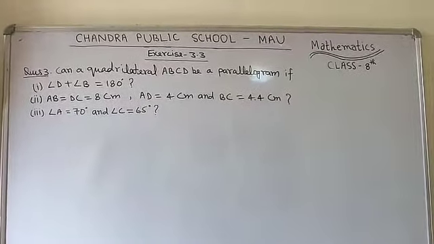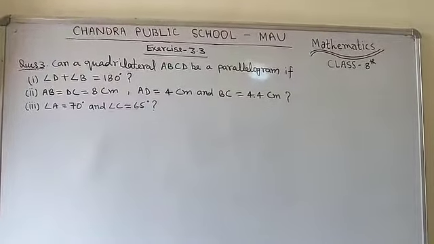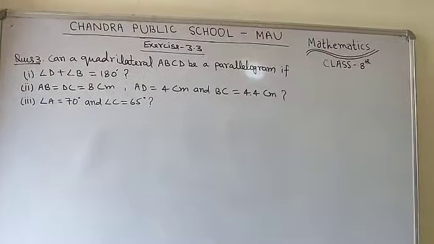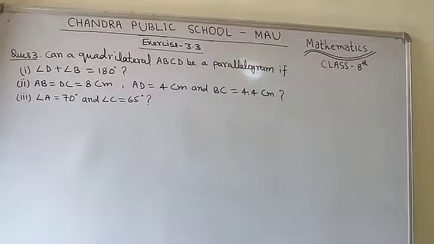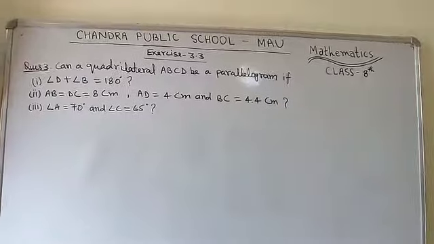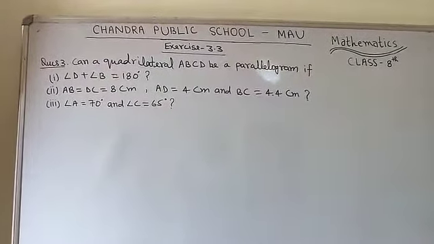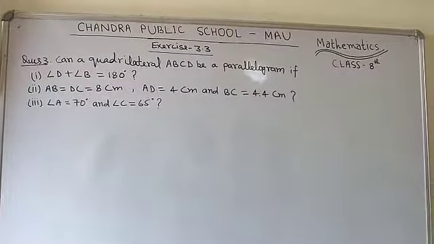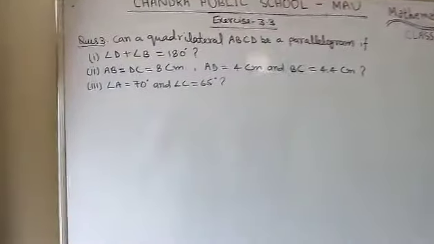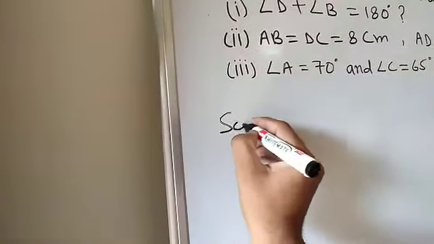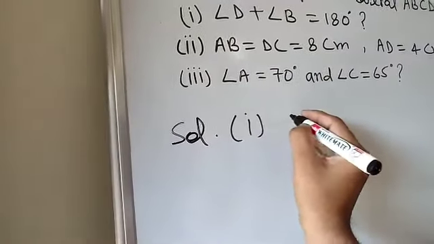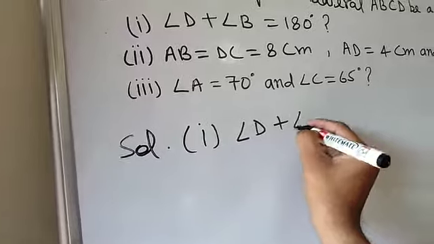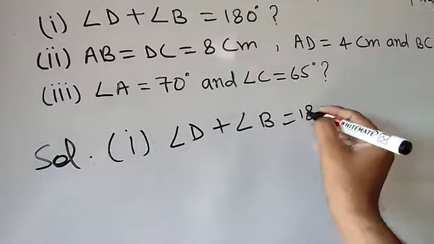Here is question number 3 of exercise 3.3. Can a quadrilateral ABCD be a parallelogram if the three conditions given there hold? For each and every condition you need to check whether ABCD will be a parallelogram or not. Here I am going to give the solution for the first condition. It is given angle D plus angle B equal to 180 degrees.